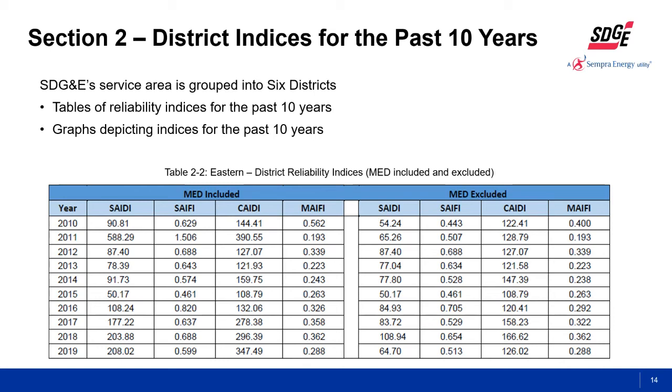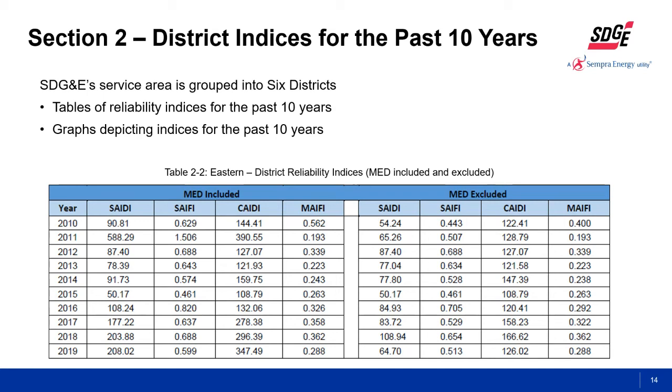So this particular table is for our Eastern District, and the Eastern District extends from roughly the Imperial County line west to, I would say, roughly the Interstate 15 freeway, and it's in the southeast sector of our service territory, all within San Diego County.